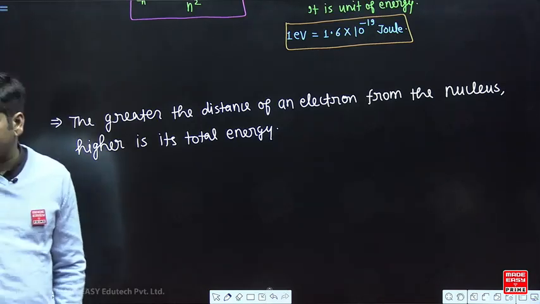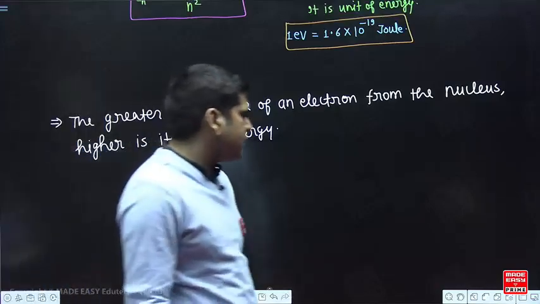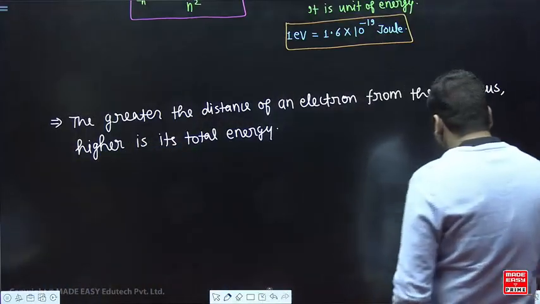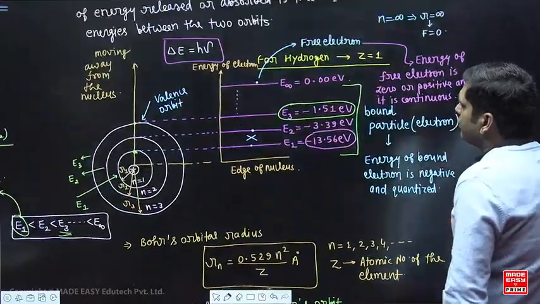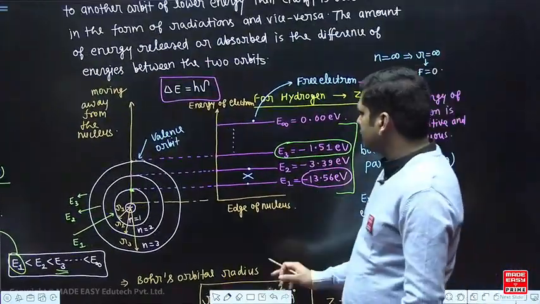Yes, these energy values are only for hydrogen atom. For other atoms, you have to put the value of Z as well, and accordingly the value will change. I have calculated all these values considering Z is equal to 1.